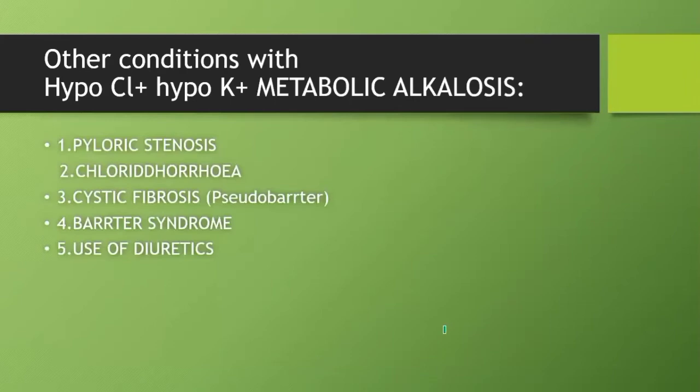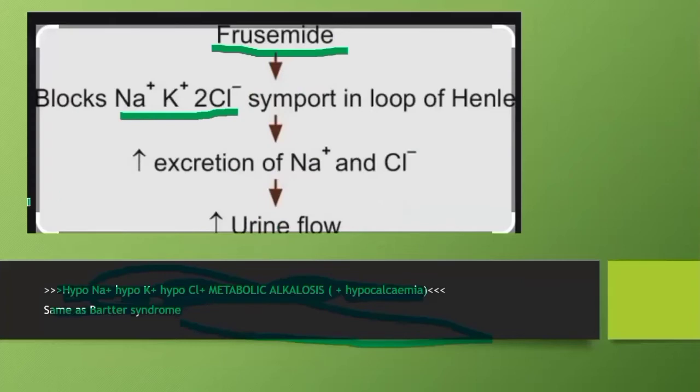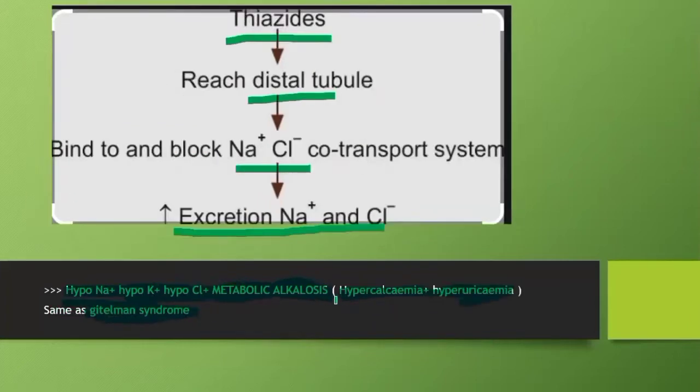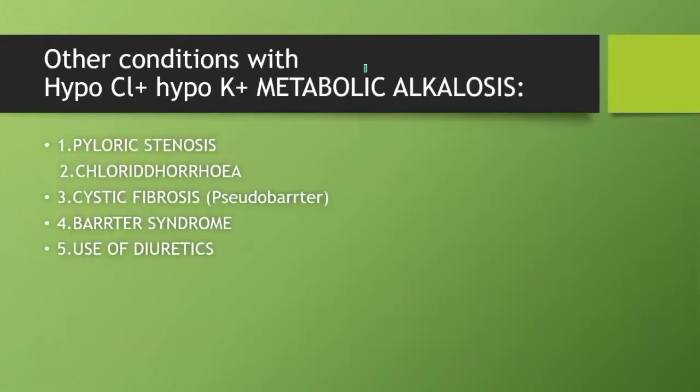Okay. Now there are some other conditions which have a similar biochemical picture. Like we saw here, the hyponatremia, hypokalemia, hypochloremia with metabolic alkalosis. With the same biochemical picture, there are some other conditions. So how are you going to differentiate between these? They are also going to present with hyponatremia, hypochloremia, hypokalemia, and metabolic alkalosis.